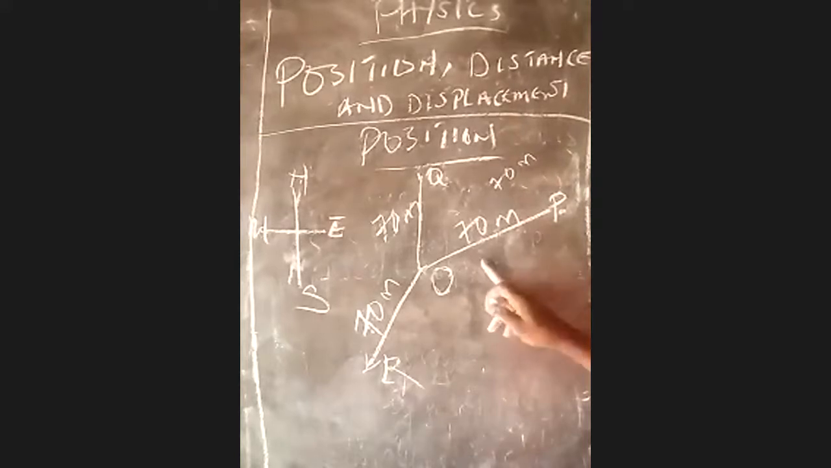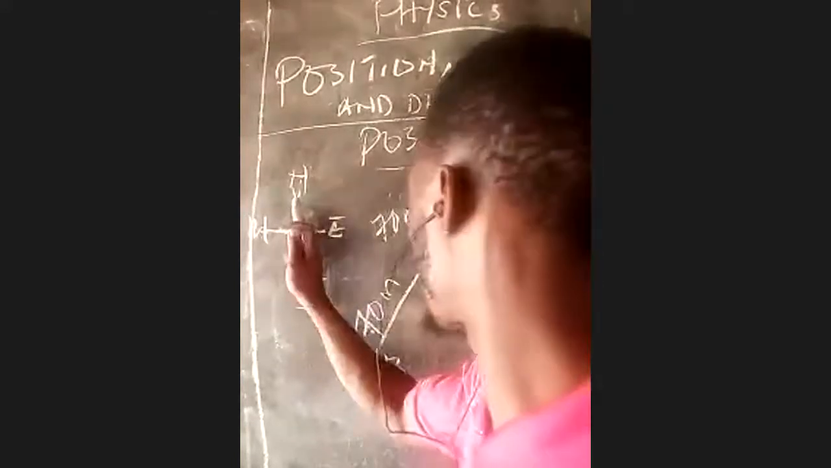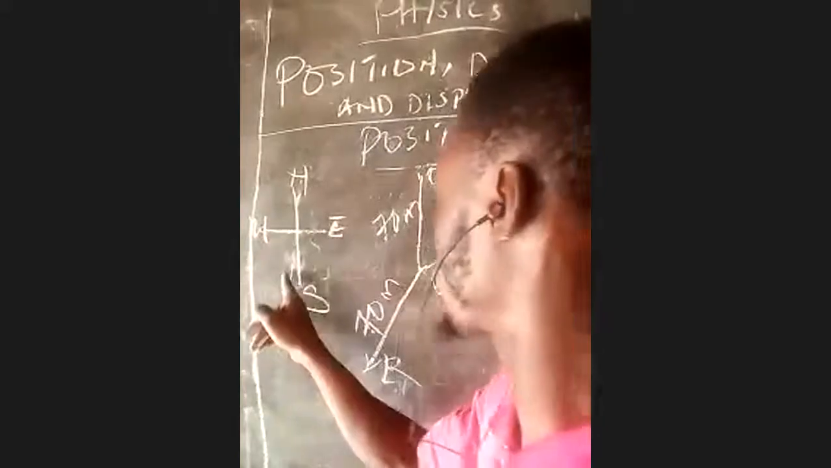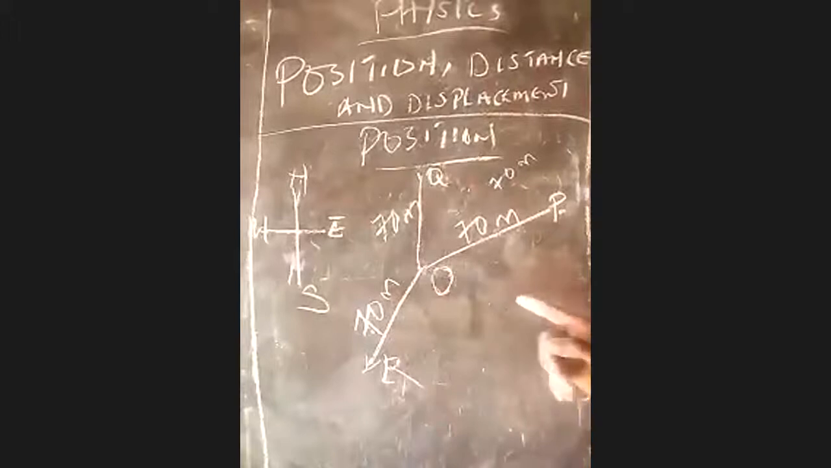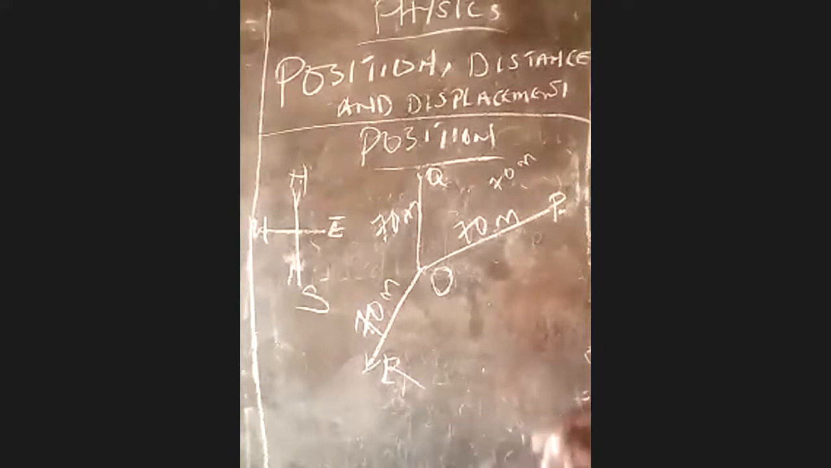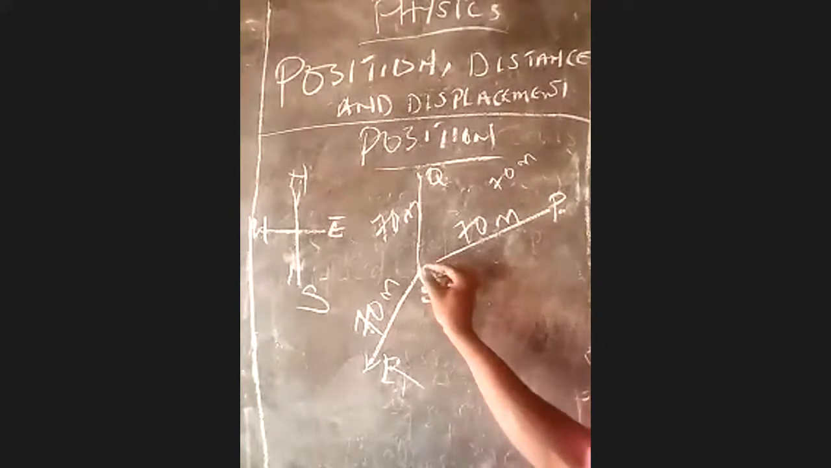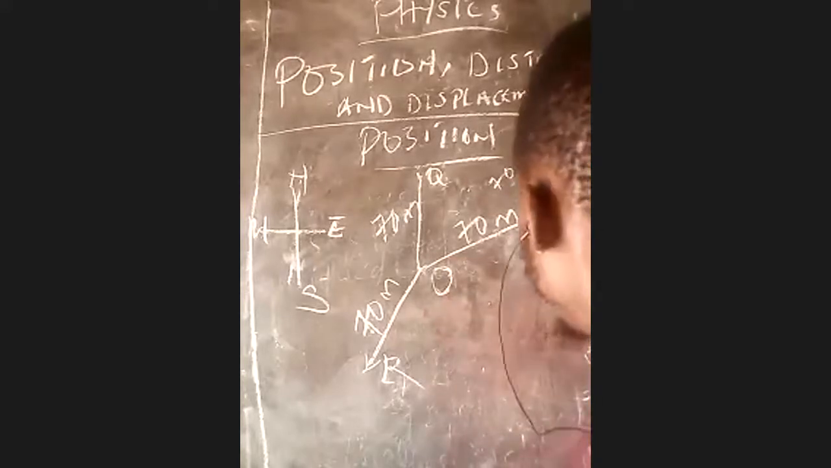Now, in this diagram, if the body travels 70 meters eastward, we are talking about eastward now, from here down to the other side, and that is why I put the four cardinal points here. When the body moves 70 meters eastward, its final position is at P. That is the position where it reaches.